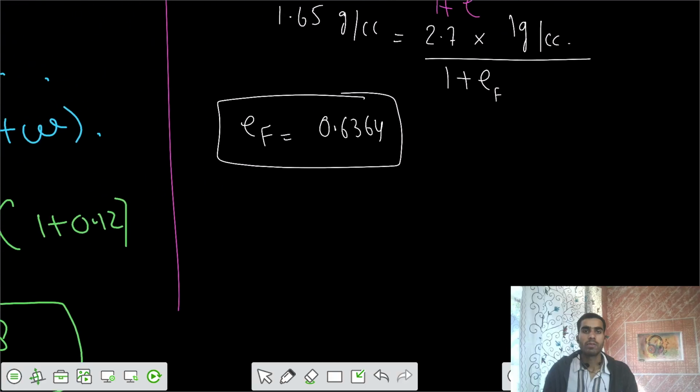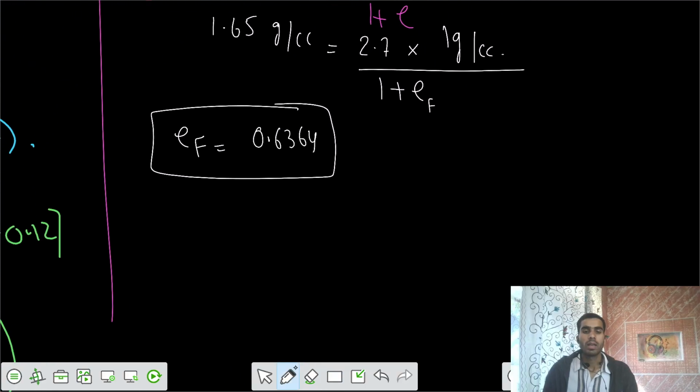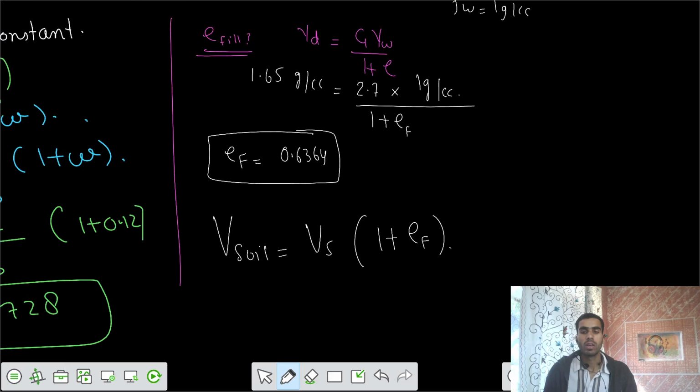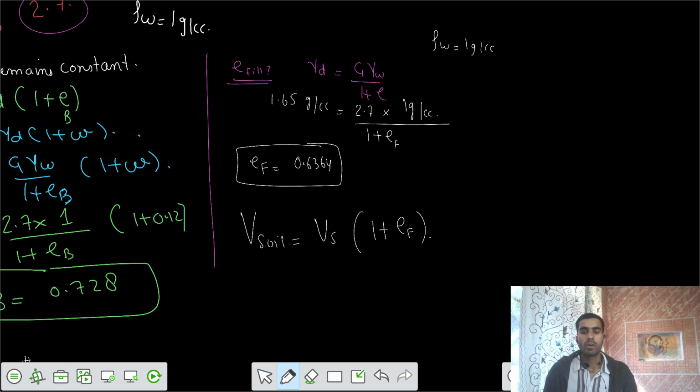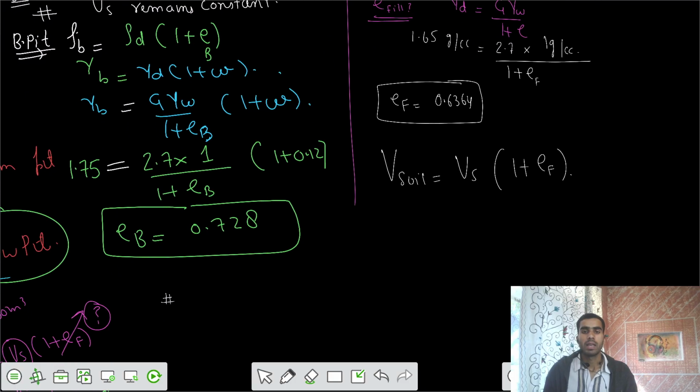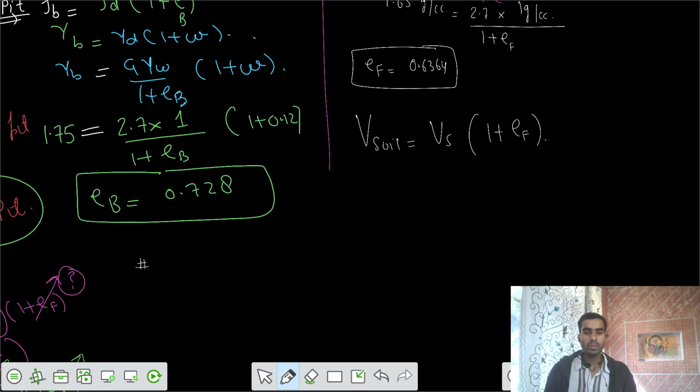Let's talk about that fill, same fill, that void ratio. The volume of soil is actually volume of solids times 1 plus E fill. If I calculate for the fill how much solids I have to use, I would write that the total volume of soil should be volume of solids times 1 plus EF. So this part, I know that, is 1 plus 0.6364.